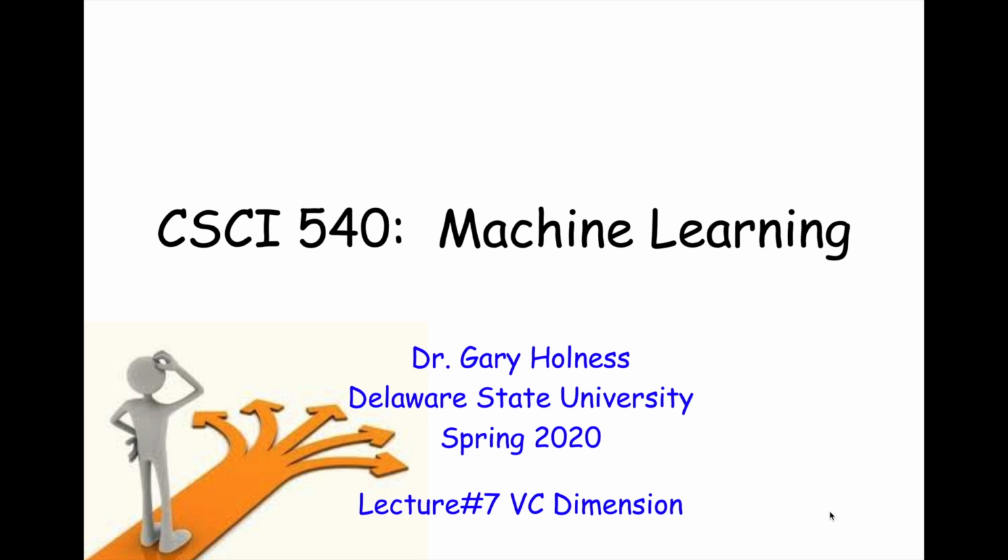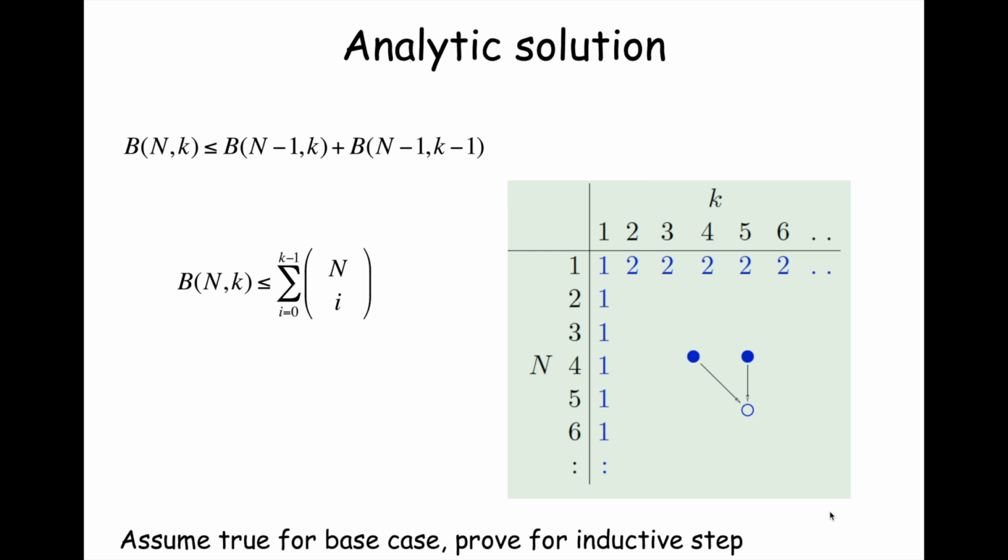And so, where we left off last time, we talked about an analytic solution, which is an upper bound for the number of dichotomies that a particular hypothesis set can produce given a data set of size n, a breakpoint of k. And we showed the recurrence relation, and we showed by induction that it holds true. And we looked at this upper bound, this approximation, and we proved that directly.